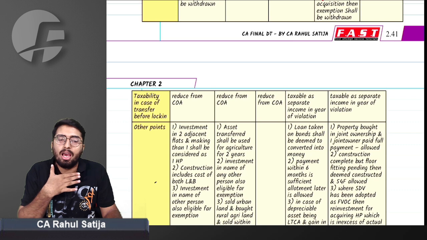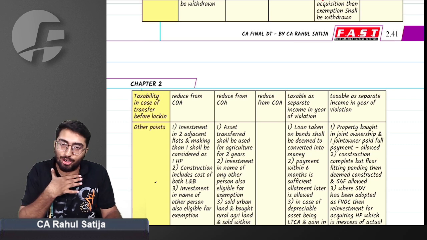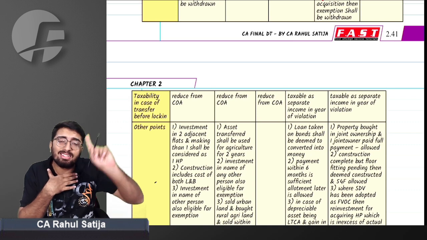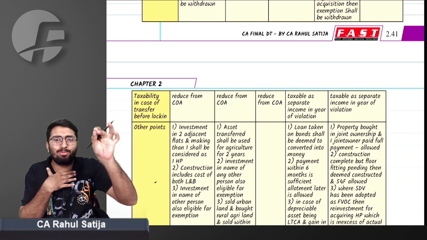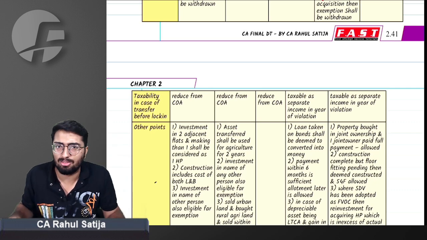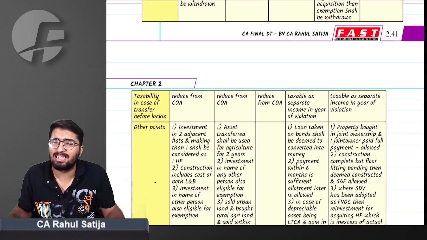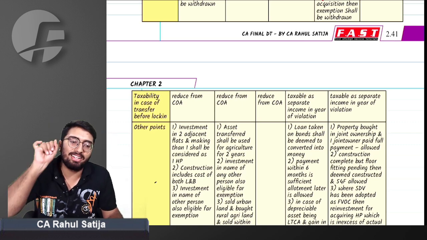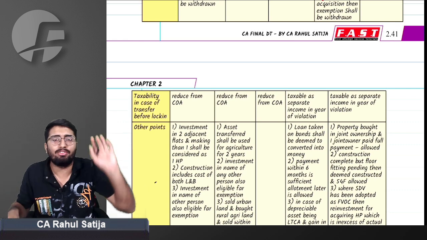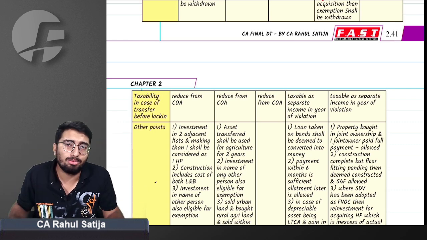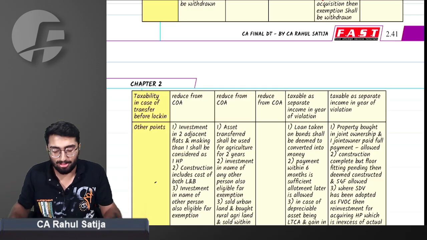I sold a house. Capital gain was in my hand. I took exemption. Now I have bought a new house, but I want to register this house in the name of my mother. Is it possible to get that registered? Yes, sir, it is very much possible to get the house registered in the name of mother. Will I still be eligible for the exemption? Right answer is yes. If you have paid the consideration, even if the registry is in the name of the other person, you will still be eligible for exemption.